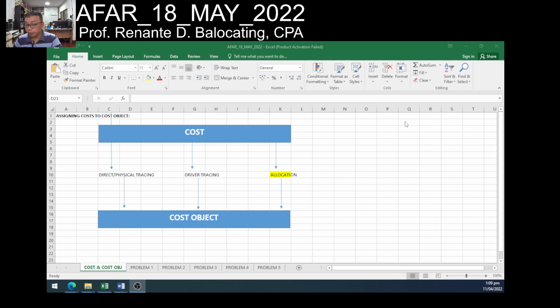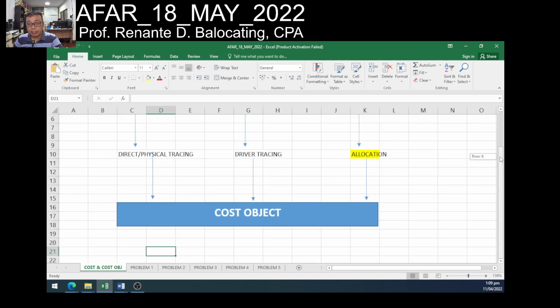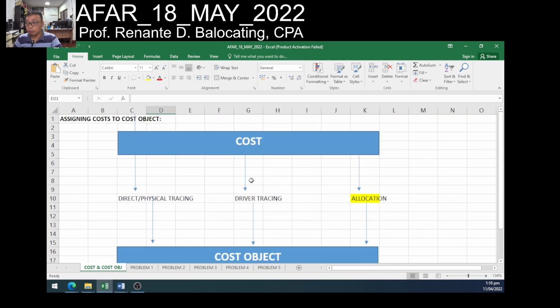And we now proceed to the methods of assigning cost to cost object. We take up first the three methods of assigning cost to cost object.